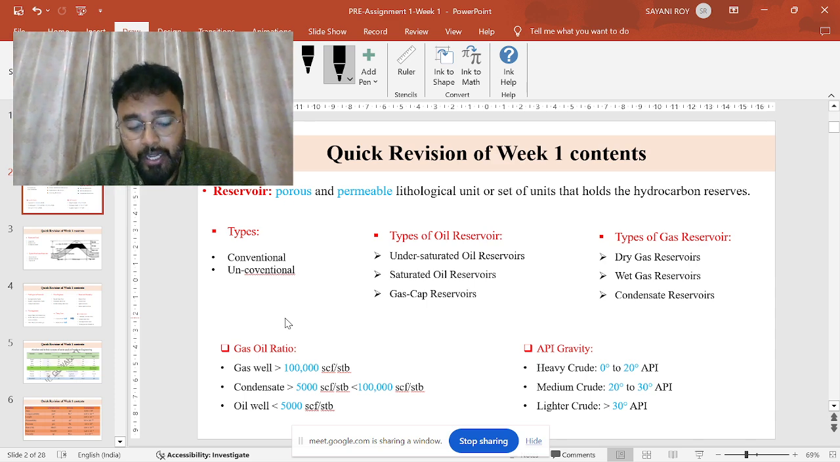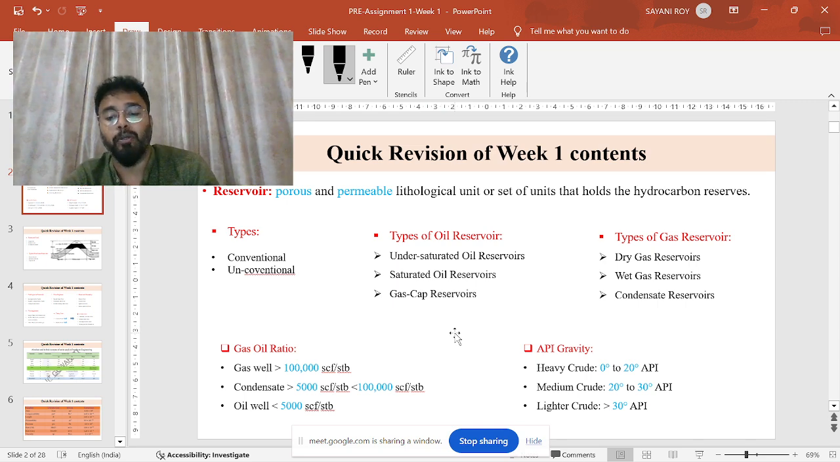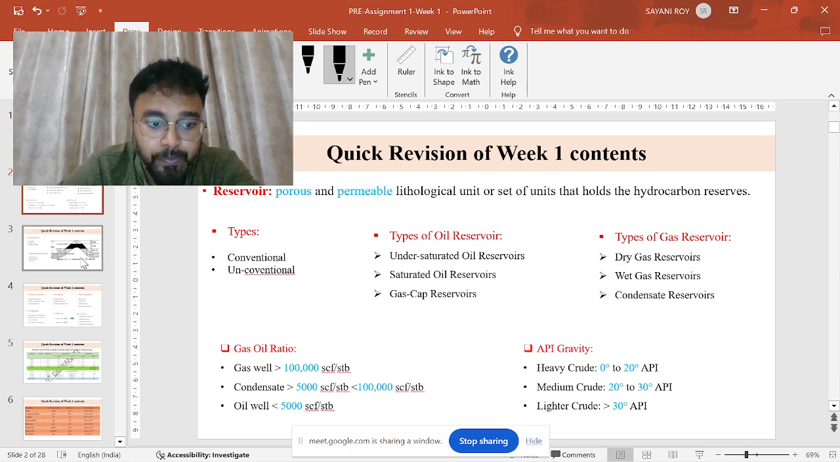Again, there is a term called API gravity. It is used in petroleum engineering. API gravity is a term used to tell us how heavy or light our crude is. In a way, it tells about the density, because API gravity can be related to specific gravity, which can again be related to densities. So heavy crude has API gravity of 0 to 20 degree API. For medium crude, it is 20 to 30 degree API, and for lighter crude, it is more than 30 degree API. It means the numerical value is inversely proportional to the heaviness of the crude.